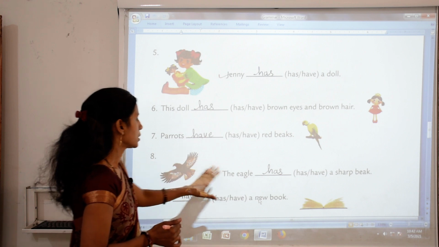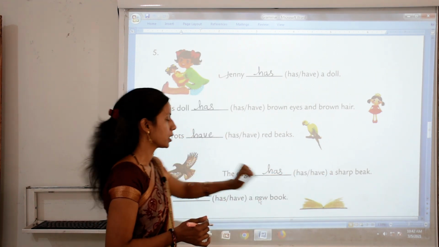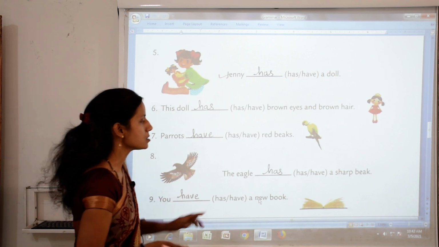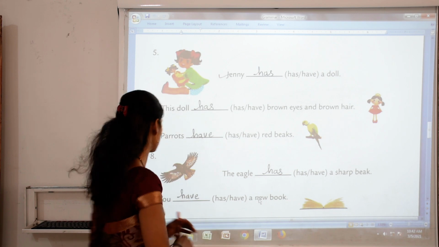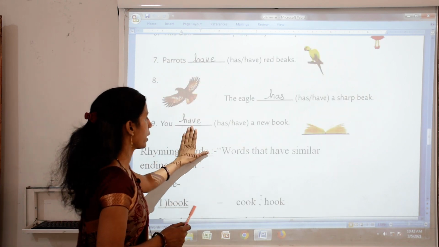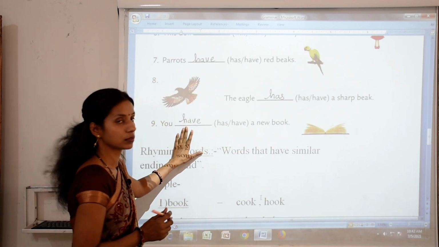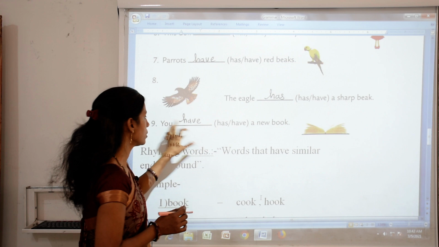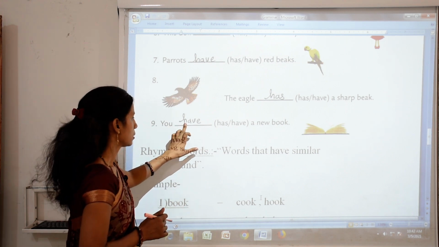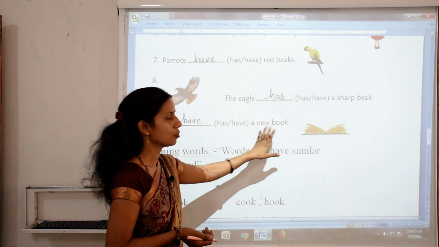Number eight, the eagle has a sharp beak. Eagle has, eagle की beak कैसी है? Sharp. Eagle has a sharp beak. Number nine, you have a new book. You have, always we use have with you. So here we will write have, H-A-V-E, have. You have a new book.